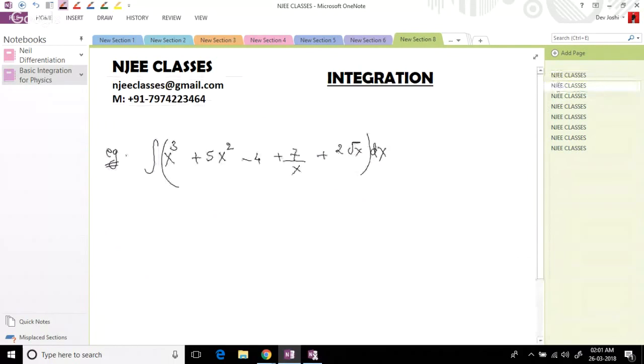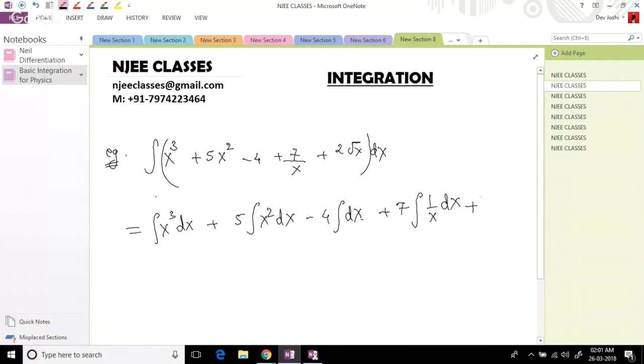All right. Let's see another example over there. Integral of x cube plus 5x square minus 4 plus 7 by x plus 2 root x dx. Correct. So now what happened? Integration will be transferred to all the terms, right? So that is going to be equal to, first term will be integral of x cube dx plus the 5 will be taken out of the integral. So 5 integral of x square dx minus 4 will be taken out of integral. Integral of minus 4 integral of dx plus 7 integral of 1 by x dx. 7 by x, right? 7 is taken out of integral. So integral of 1 by x dx plus 2 root x. 2 is taken out of integral. Integral of root x. Root x means x to the power 1 by 2 dx.